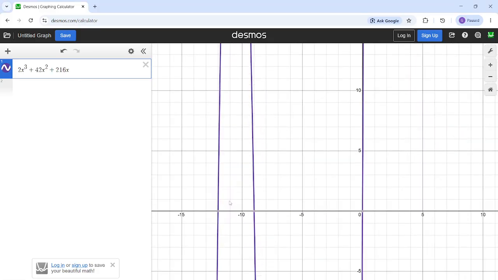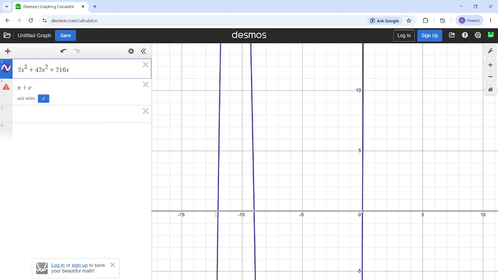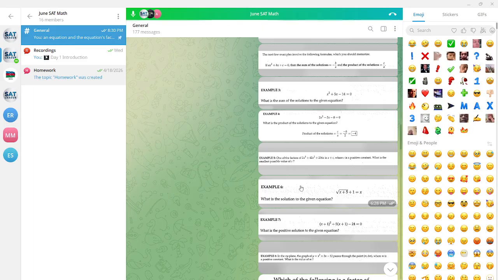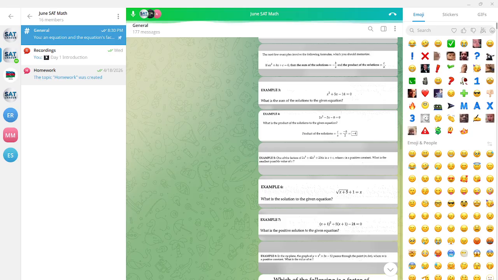We can see that there are 3 x-intercepts in this equation, right? And we have the factor x plus c. So we have to find the value of c. No, not the value of c, but the smallest possible value of c. And c must be a positive constant. All right, so smallest, not greatest, the smallest one.